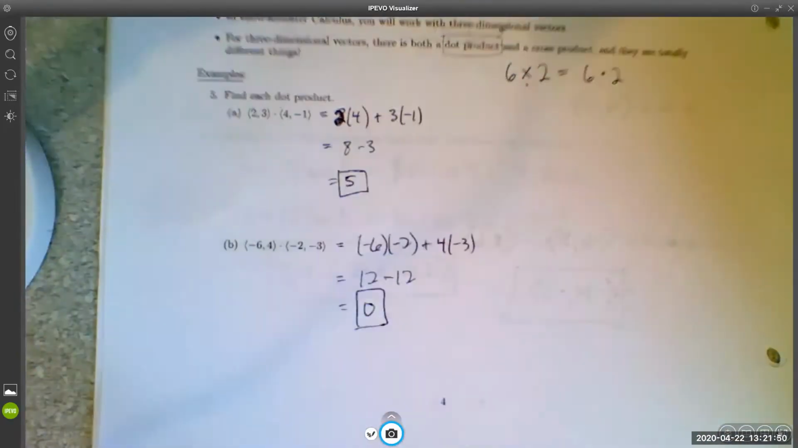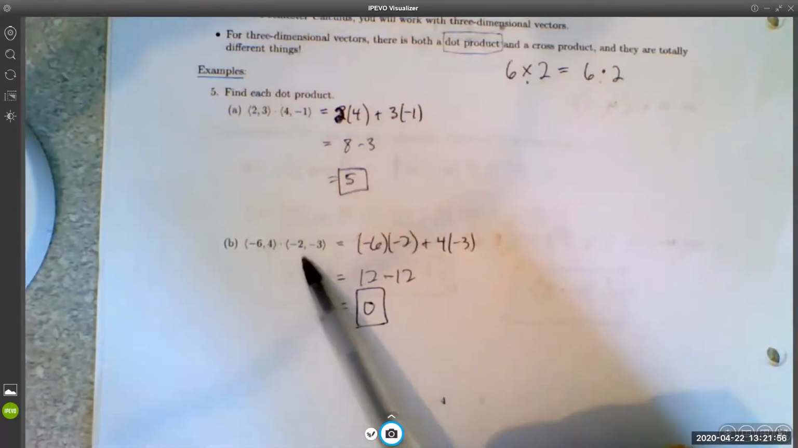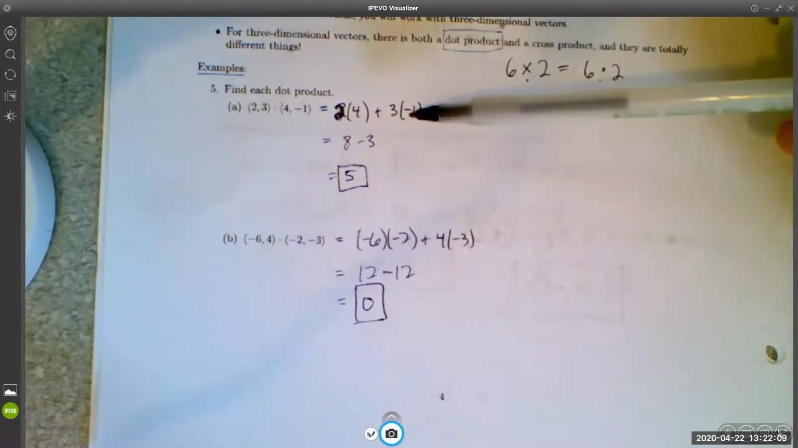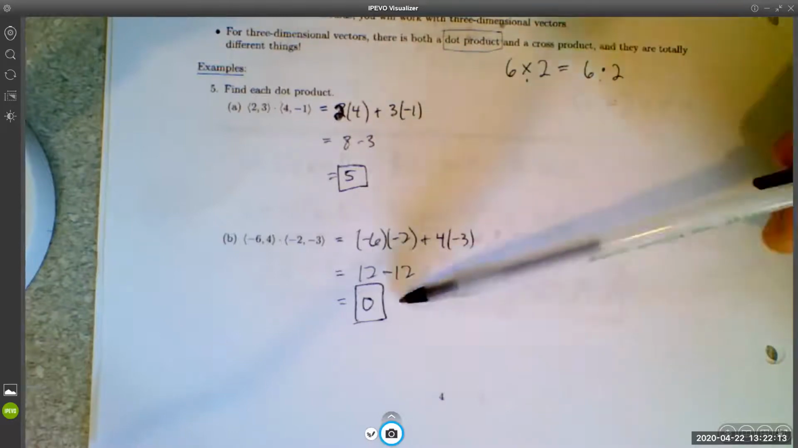Okay, so 0. That's actually kind of a special thing, which we'll talk about in a second. Basically, what that means is that these two vectors are perpendicular to one another, or in other words, orthogonal to one another. We'll talk about that on the next page. But that's the idea. It should be pointed out that dot products could result in positive values or negative values or 0.